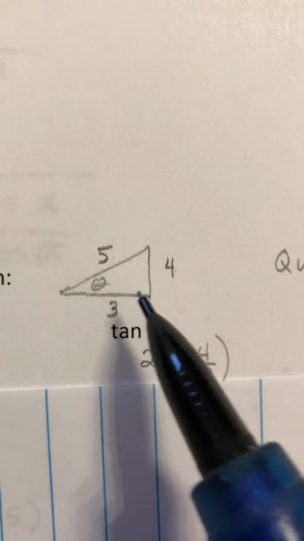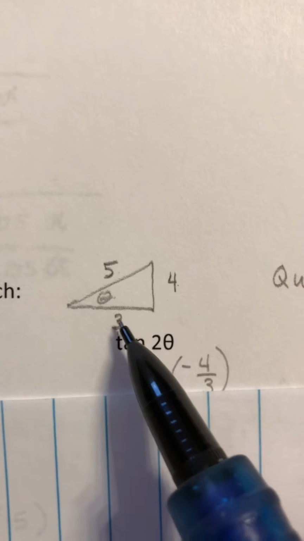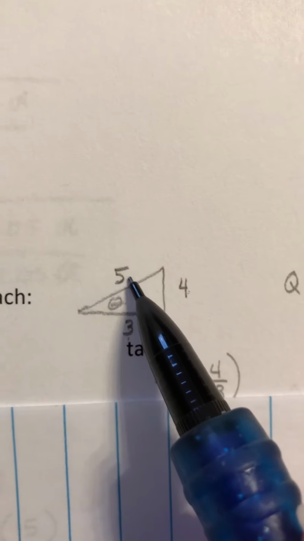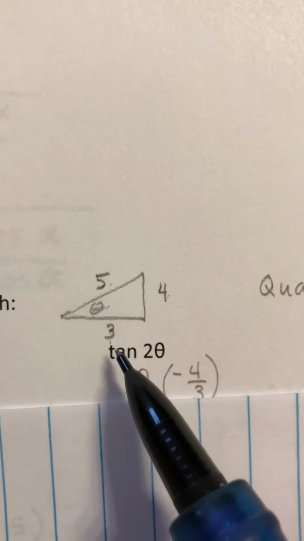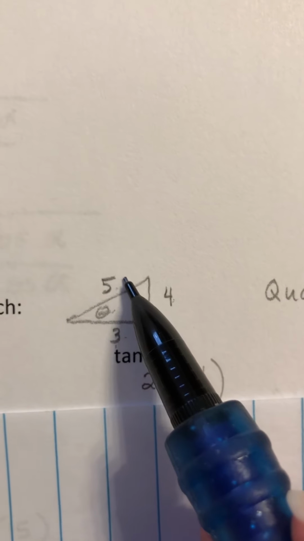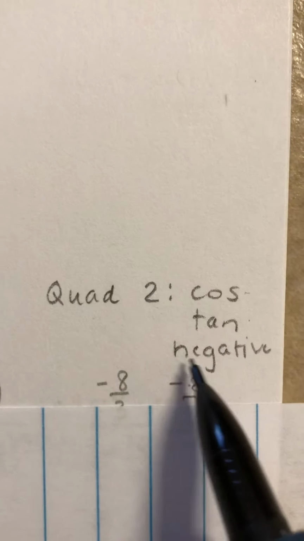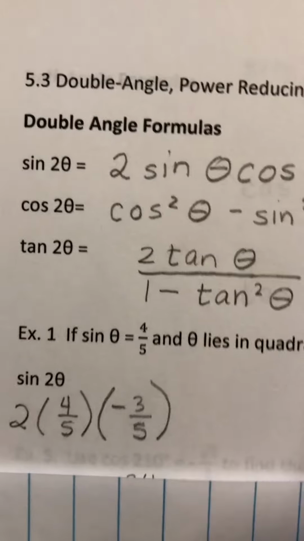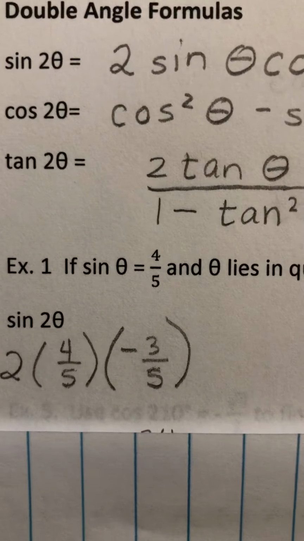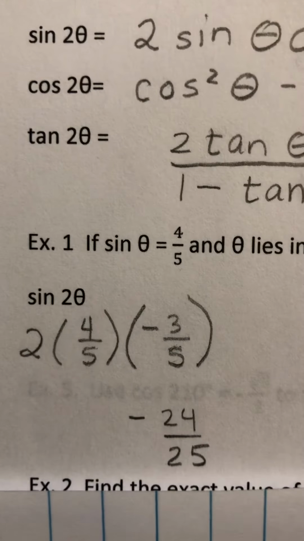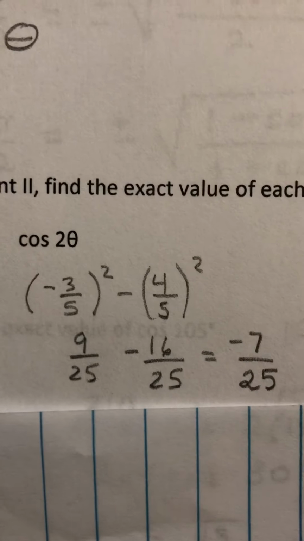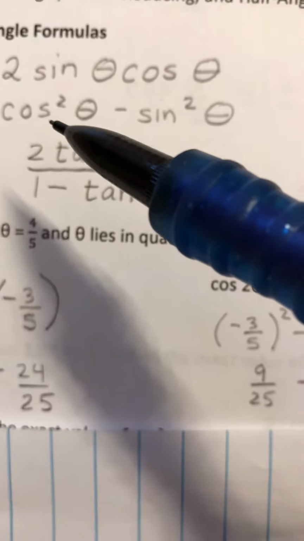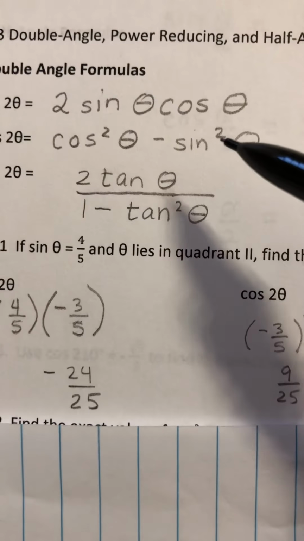Using the Pythagorean theorem, I can find out that this is 3 because I'll do a squared plus 4 squared equals 5 squared. So that's how I get that this is 3. The cosine then would be the adjacent over the hypotenuse. But in quadrant 2, keep in mind that cosine and tangent are both negative. So that's why I'm getting a negative 3/5. Multiply those together and I get negative 24/25.